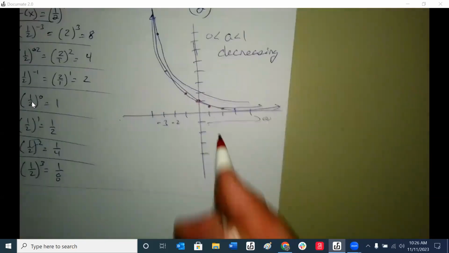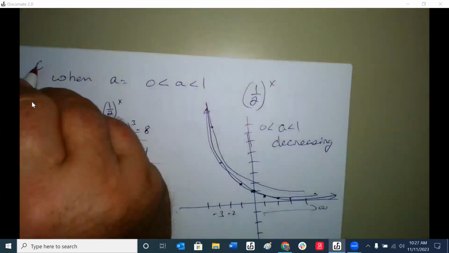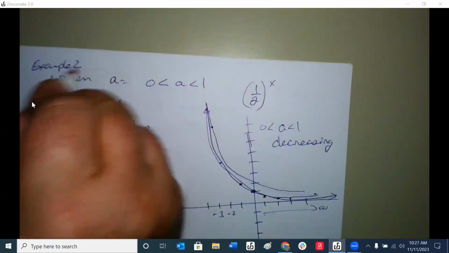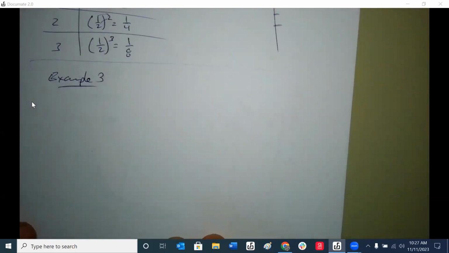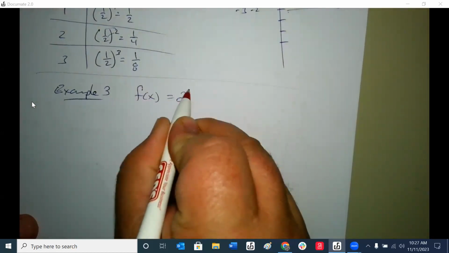Yeah, so that was pretty much example 2. Now, example 3 says graph each of the following functions.